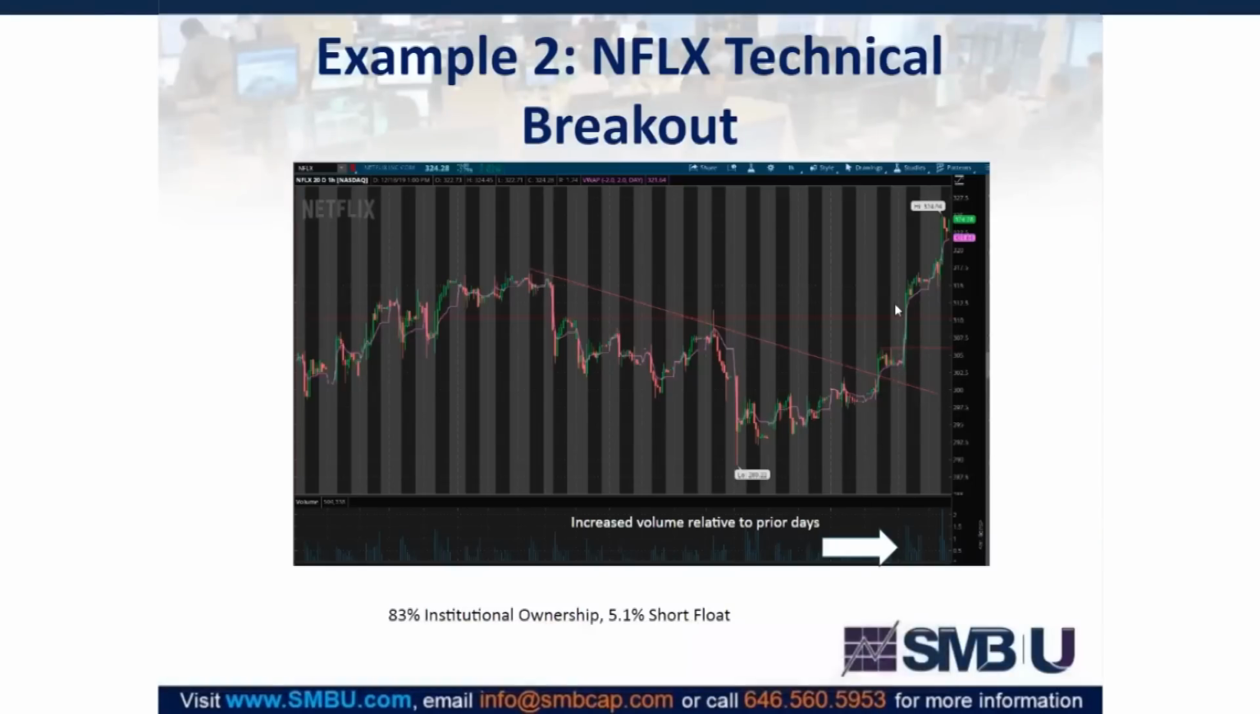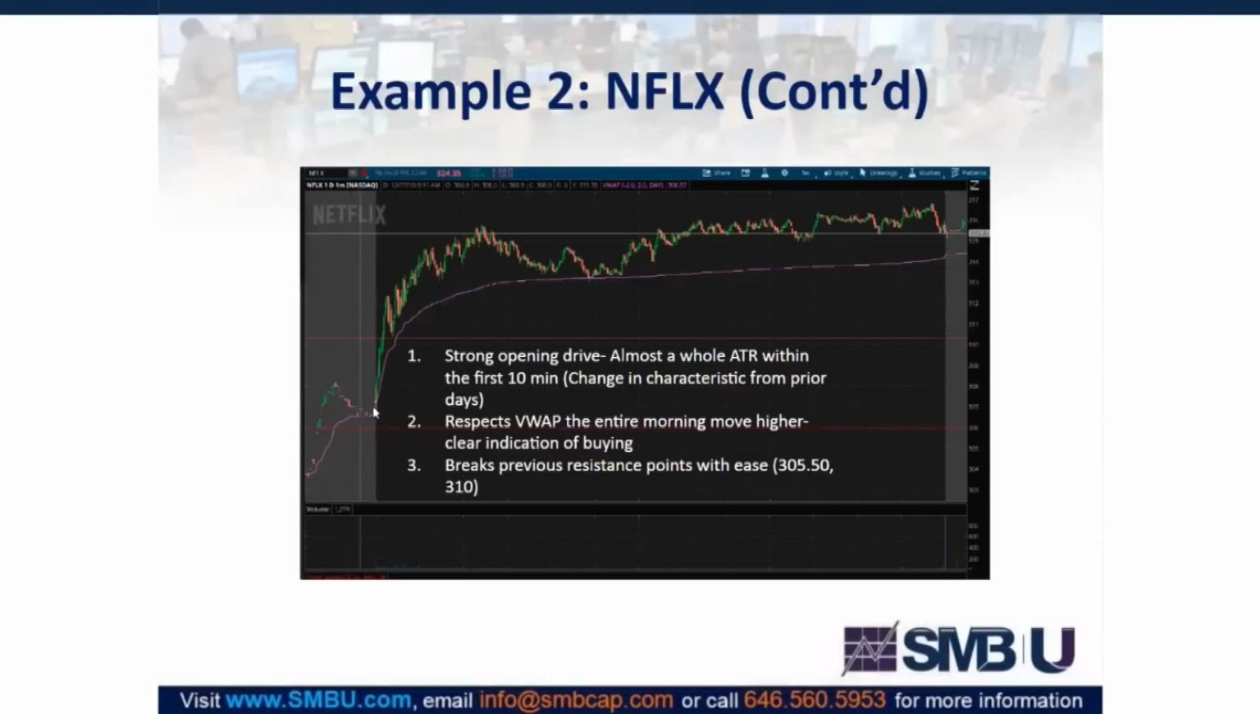And then on this day, which we'll zoom into here, we see a very strong opening drive, which is a change in fundamentals for this stock, because over the last few days, the stock was barely moving $3-4 intraday, and suddenly we get a $5 or $6 move in the first 30 minutes. Obviously, there is someone out there that wants to buy this stock up.